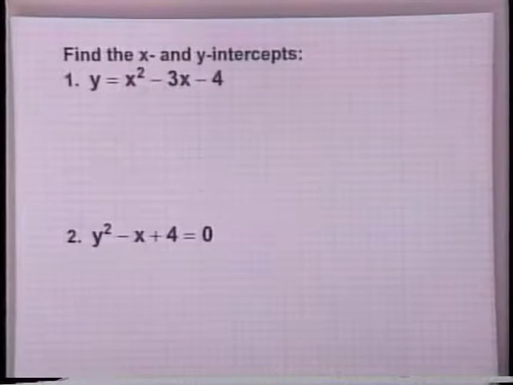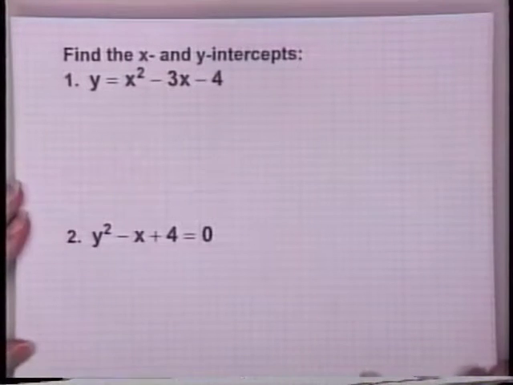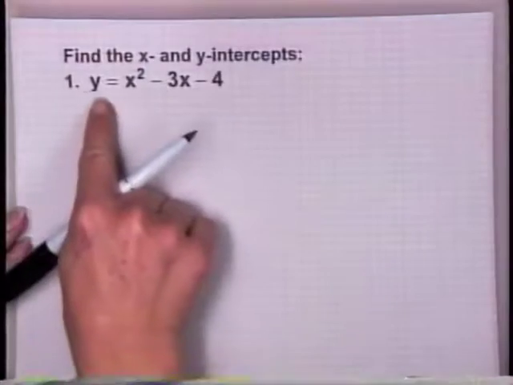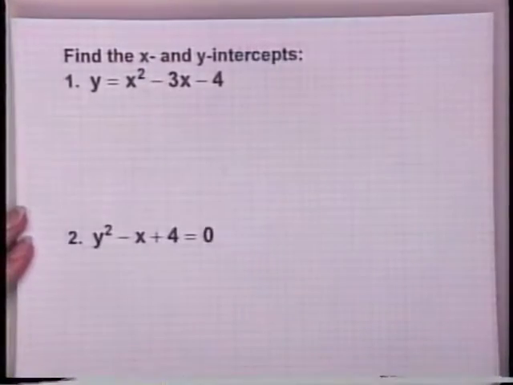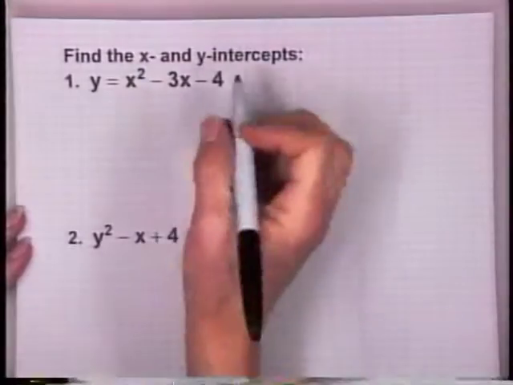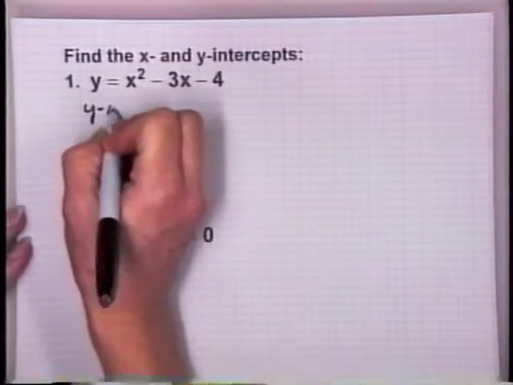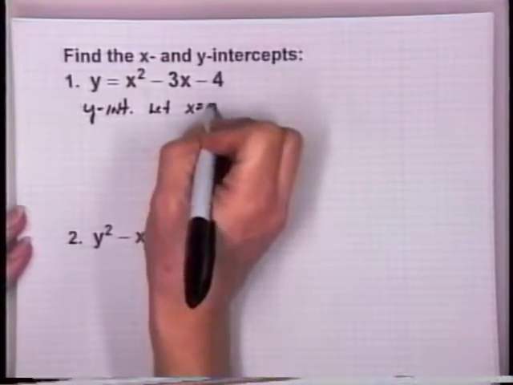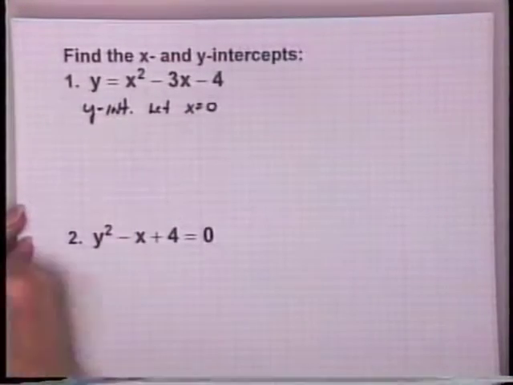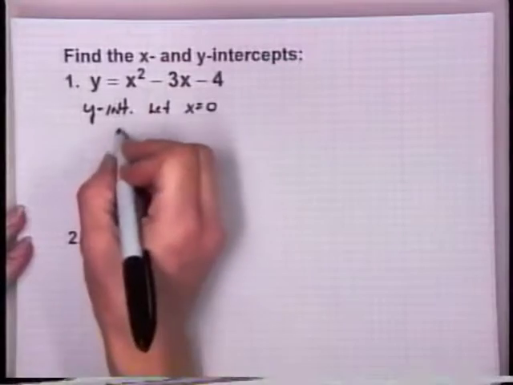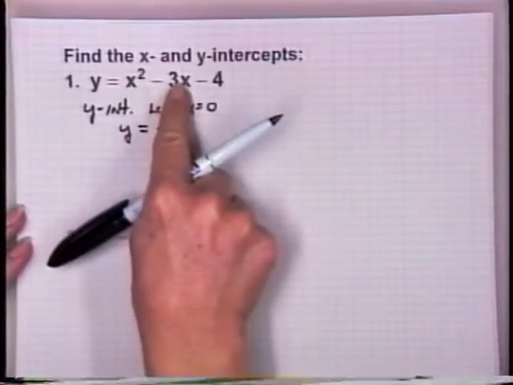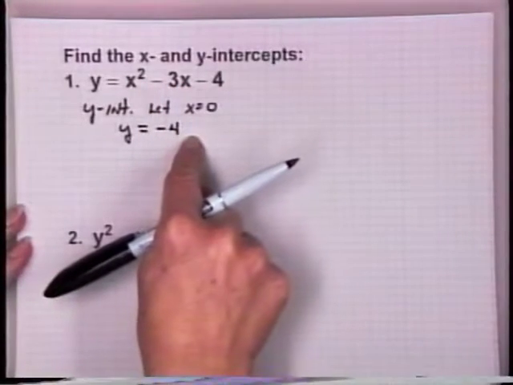So our next problem is to find the x and y intercepts. Usually it's easier to find the y-intercept because when you look at this equation, it's real easy to let x be 0, isn't it? So I'm going to find the y-intercept first, by letting x equal 0, just to remind you what we're going to do. Obviously, if x is 0, then y equals -4. Do you see that? 0 minus 4 is -4.